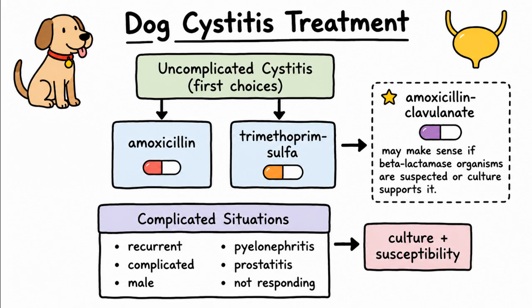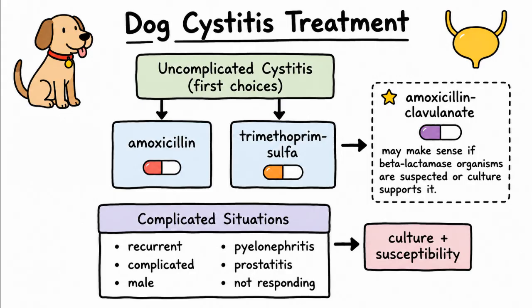For a simple dog cystitis case, I usually think first about amoxicillin or trimethoprim sulfa, because those are narrower, urine-focused choices when the patient is stable and uncomplicated. If beta-lactamase-producing organisms are suspected or culture supports it, amoxicillin clavulanate may make sense.